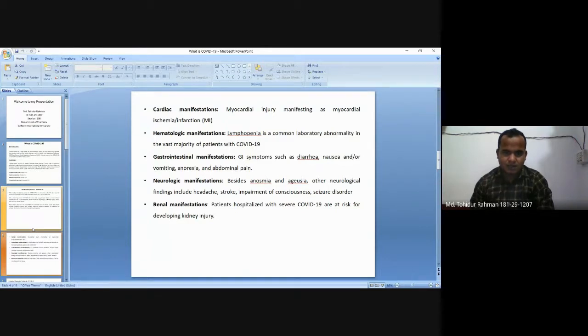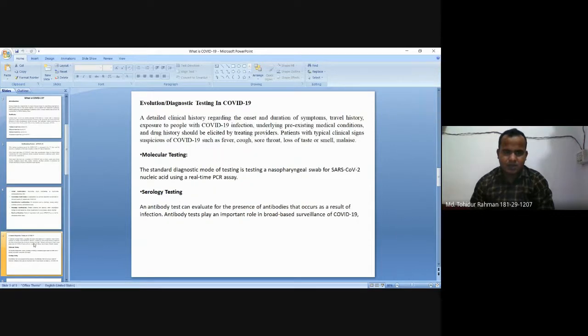Neurological manifestation: besides anosmia and ageusia, other neurological findings include headache, stroke, impairment of consciousness, and seizure disorder. Renal manifestation: patients hospitalized with severe COVID-19 are at risk for developing kidney injury.